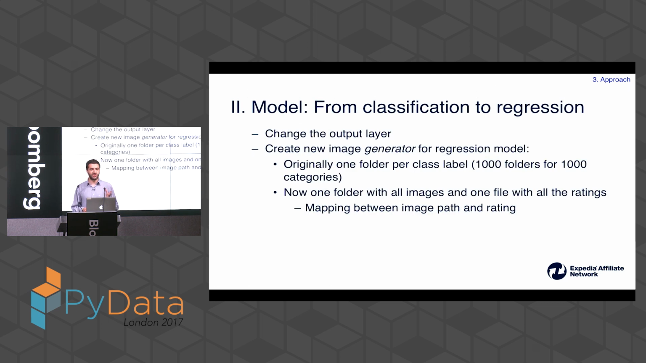There's a few things you need to change. We actually use Keras to do this. Basically, you just change the output layer, and we created a generator, a Python generator, for the regression model. Because originally, you actually need 1 folder per each class, so you have 1,000 folders. So we essentially changed that bit of the code to use a rating for a rating problem, where it's all in 1 folder, and then you have 1 file with all the mappings between the URLs and the ratings.